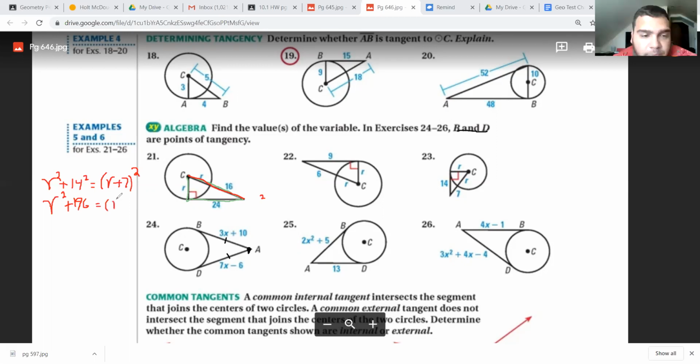Thank you. No problem. So over here on the right, we're going to have to do some foiling. So I'm going to write r plus 7, r plus 7.